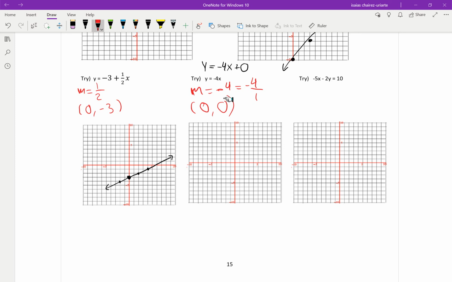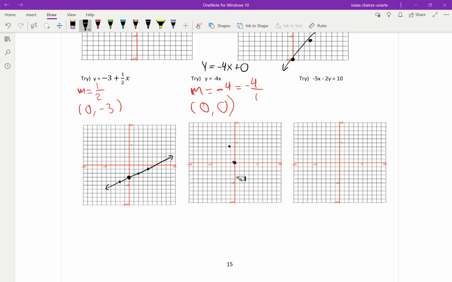Yeah, so right now my y-intercept is the origin. And according to the slope, I have to go down 4 and to the right 1. Or I could also go up 4 and to the left 1. And what I have is a diagonal line going through the origin with negative slope.